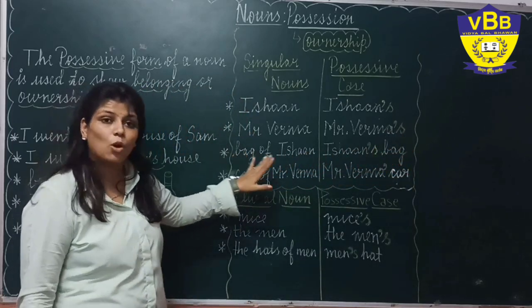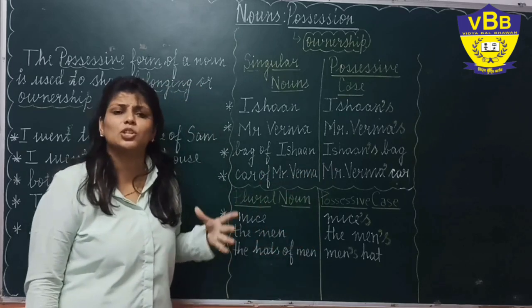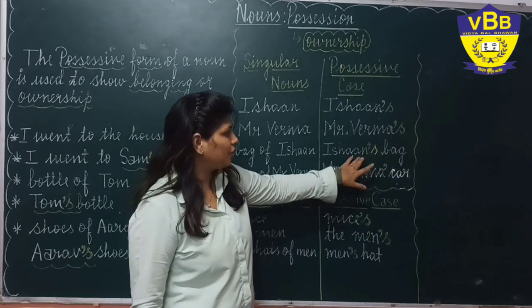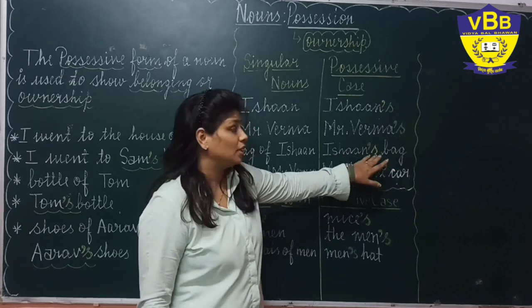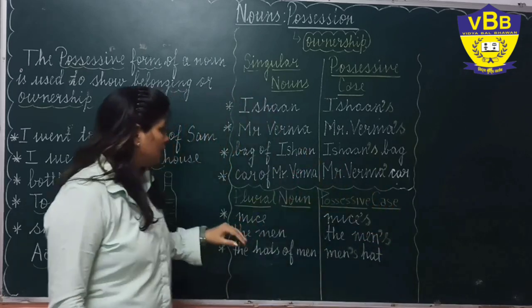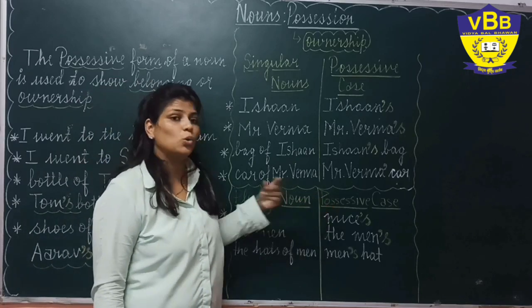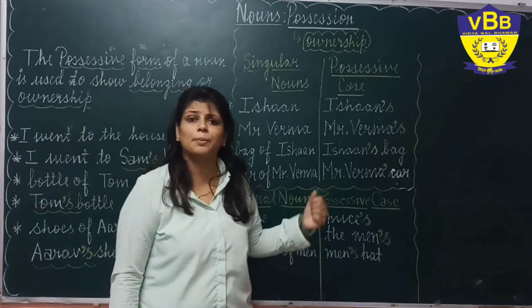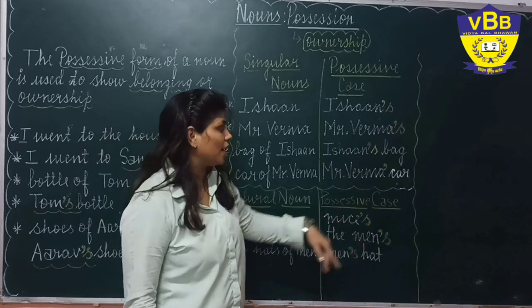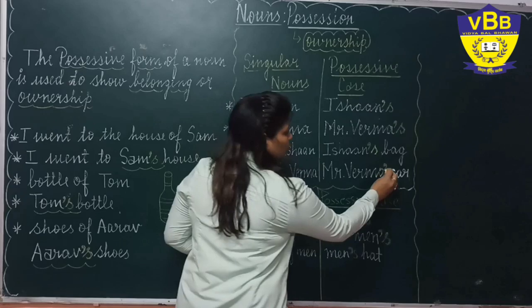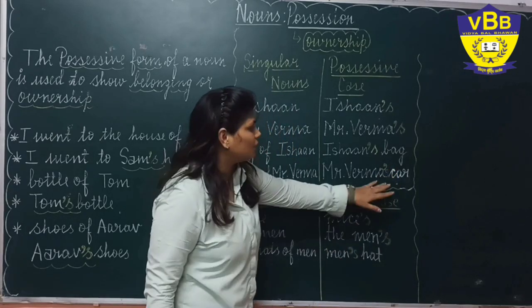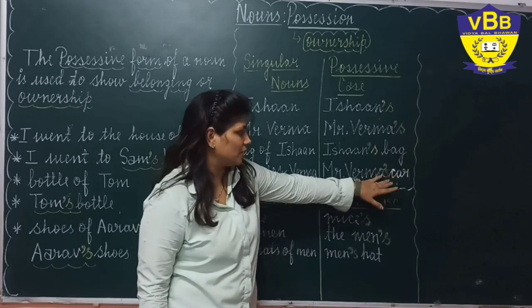Now, I have written bag of Ishan. Whose bag is it? Ishan's bag. So, how can I write? Ishan's bag. Ishan I have written and I have added apostrophe S. Then bag. It means Ishan is owning that bag. Car of Mr. Verma. Whose car is it? It is Mr. Verma's car. So, here again, Mr. Verma's car. Okay, so here again you have to add apostrophe S. Okay, this is the way you have to add apostrophe S.